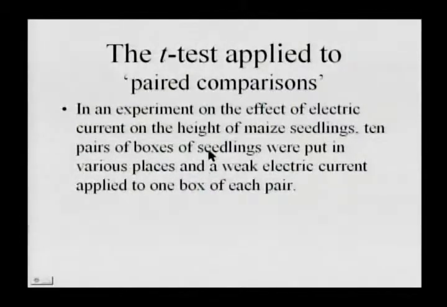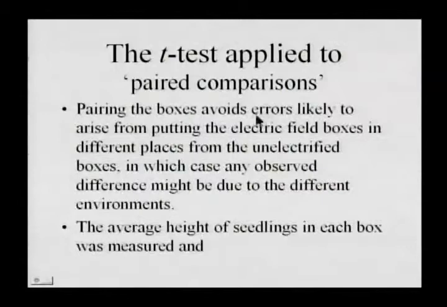This is a slight variation on the definition of the paired comparison that I gave you before, but obviously you can't grow seedlings with and then without the electric current and then compare the effects on seedlings that were at the same age. So there are some modifications to that simple format in determining paired versus unpaired. Pairing the boxes avoids errors likely to arise from putting the electric field boxes in different places from the unelectrified boxes, in which case any observed difference might be due to the different environments.